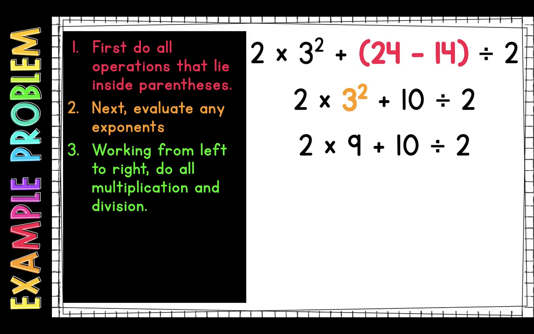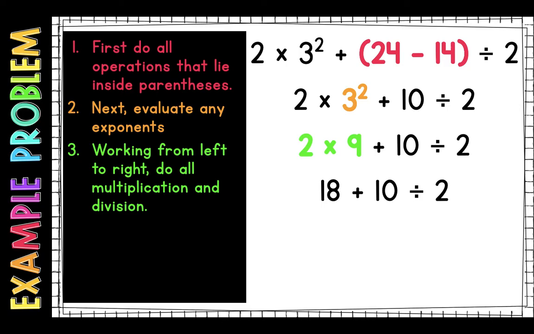So here you can see we have both multiplication and division left in our expression. But I'm going to start with whatever is further to the left, which means I'm going to start by multiplying 2 times 9. I know that 2 times 9 is 18, so I'll rewrite this expression as 18 plus 10 divided by 2.